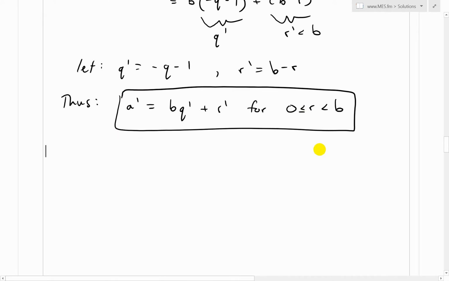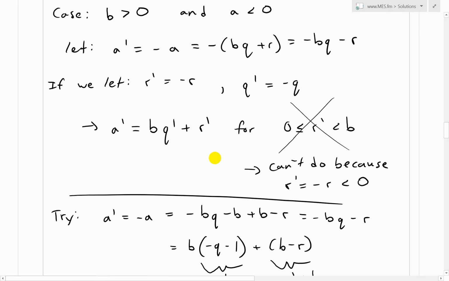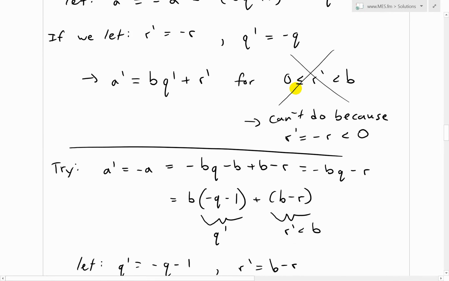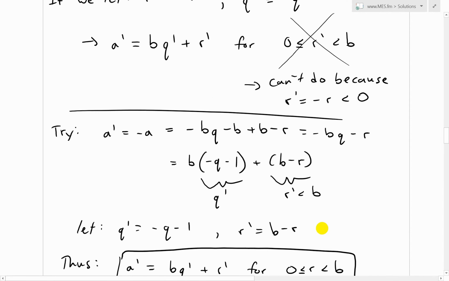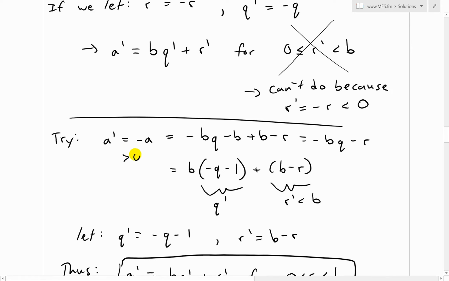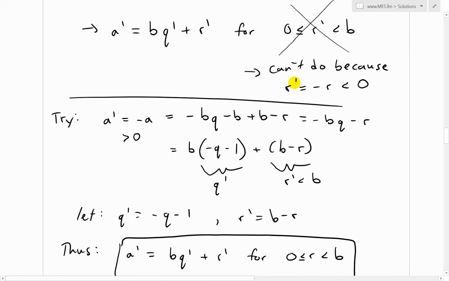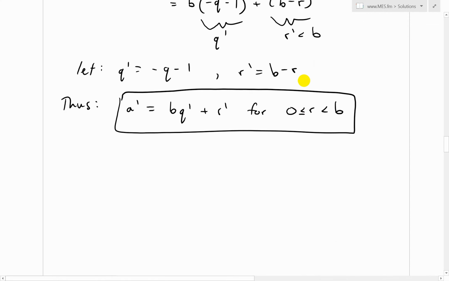But what we've done now is, we've taken this case where a is less than 0, and changed it up so that now this part right here is greater than 0. Because we're putting a negative there, let a prime equal negative a, and a is negative, so two negatives become a positive. So thus what we've done is reduced it.